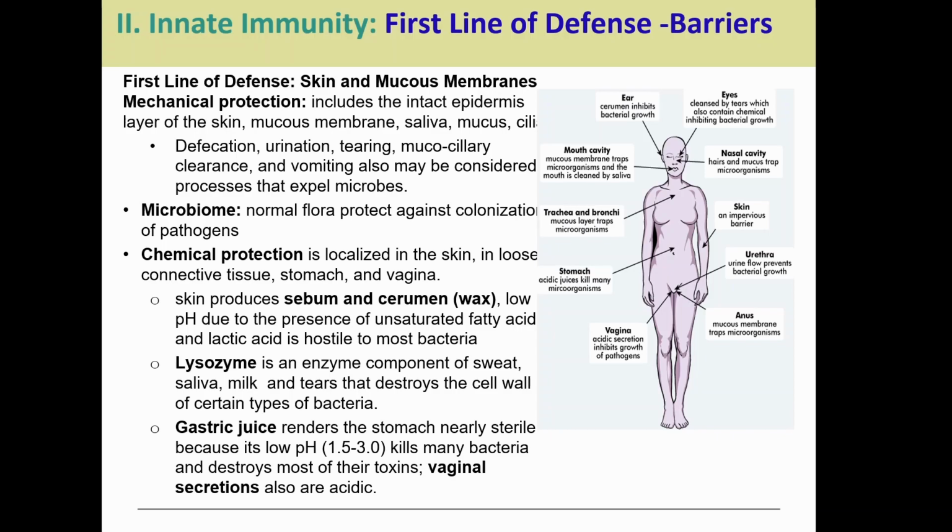We have lysozymes, which are enzymes we find in a lot of fluids like sweat, saliva, milk, tears. These are going to break down the cell wall of a lot of bacteria, so then the bacteria will be destroyed from that. And then in places like the vagina and the stomach, we have a low pH from acid, right? Because this is going to kill off a lot of bacteria. It's going to destroy a lot of toxins. So places like the stomach, with the gastric juice, and the vagina are going to be a low pH as well to help provide that protection.